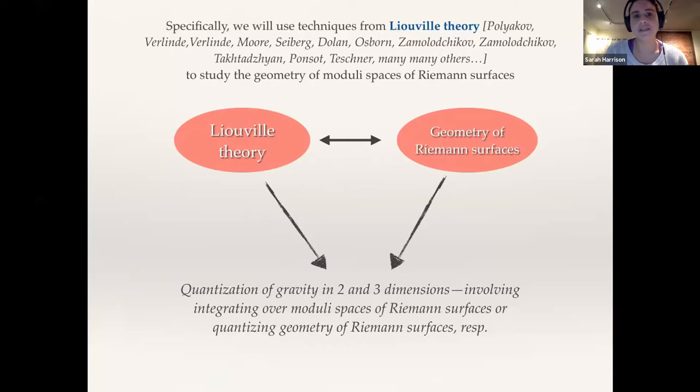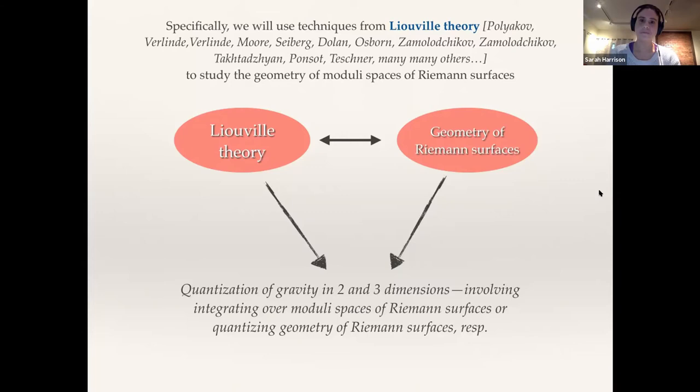And it's interesting for us specifically because it has a deep connection to the geometry of Riemann surfaces. For example, in physics, if you want to quantize gravity in two or three dimensions, they involve integrating over moduli spaces of Riemann surfaces if you're in 2D, or quantizing the geometry of Riemann surfaces in three dimensions. And so Liouville theory is relevant for low dimensional quantum gravity from its connection to the geometry of Riemann surfaces.